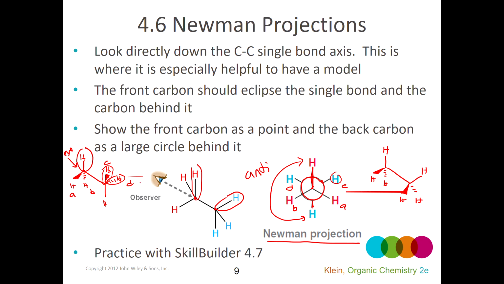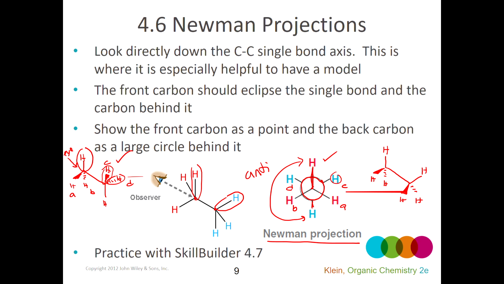So hopefully you can see how this structure translates into a Newman projection, and how the advantage of the Newman projection is you can see all these hydrogens on the front carbon, the ones in red, are staggered or spread out from the hydrogens in blue on the back carbon.